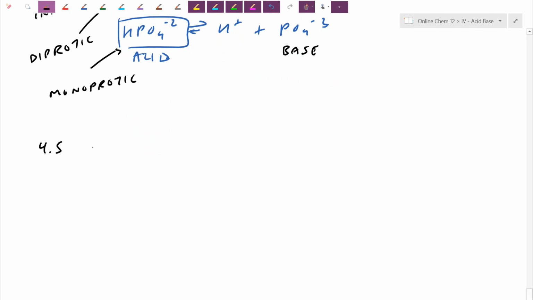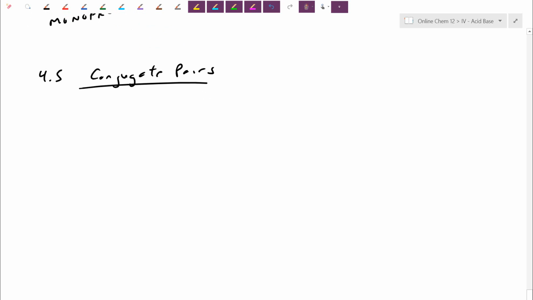Let's do 4.5. That language of conjugate pairs, I had already seen. Conjugate pairs are chemicals that only differ by one proton. And what it enables us to do is start making predictions for reactions. So let's say I have a reaction between H2PO4 minus, one of our amphiprotic species from earlier. It could be acid, it could be base. What is it doing if it's in the presence of sulfide?